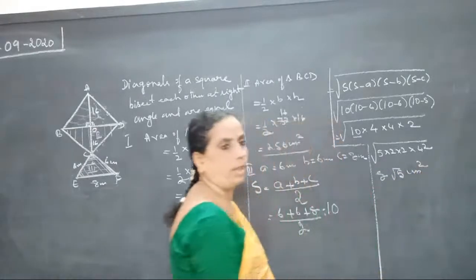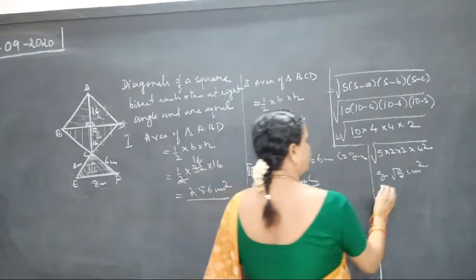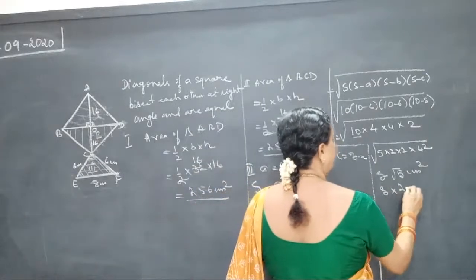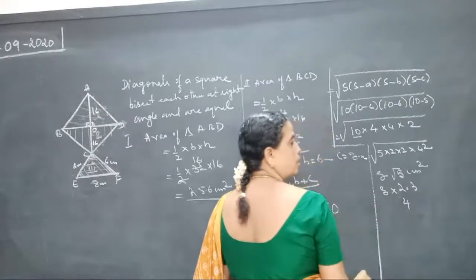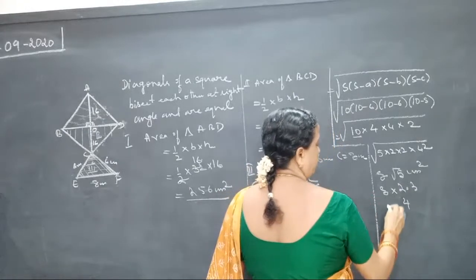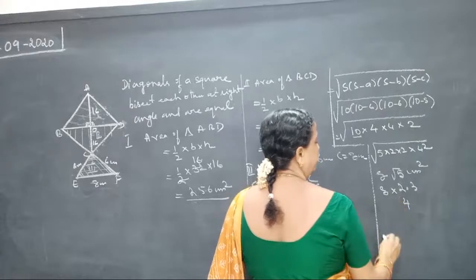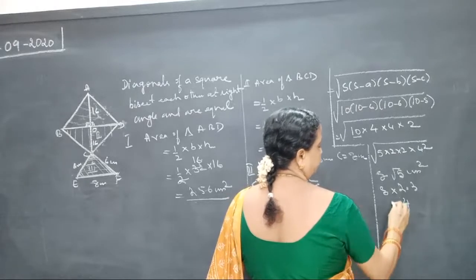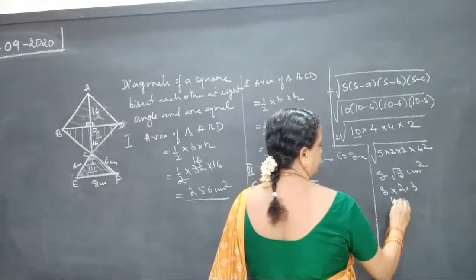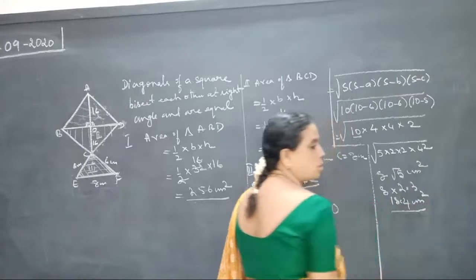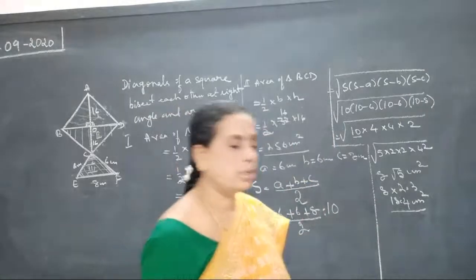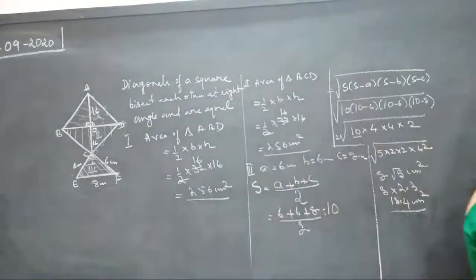Now root 3 value is 2.32. 8 3s are 24, 8 2s are 16, 16 plus 2, 18. 18.4 centimeter square. So each part we can easily mention.